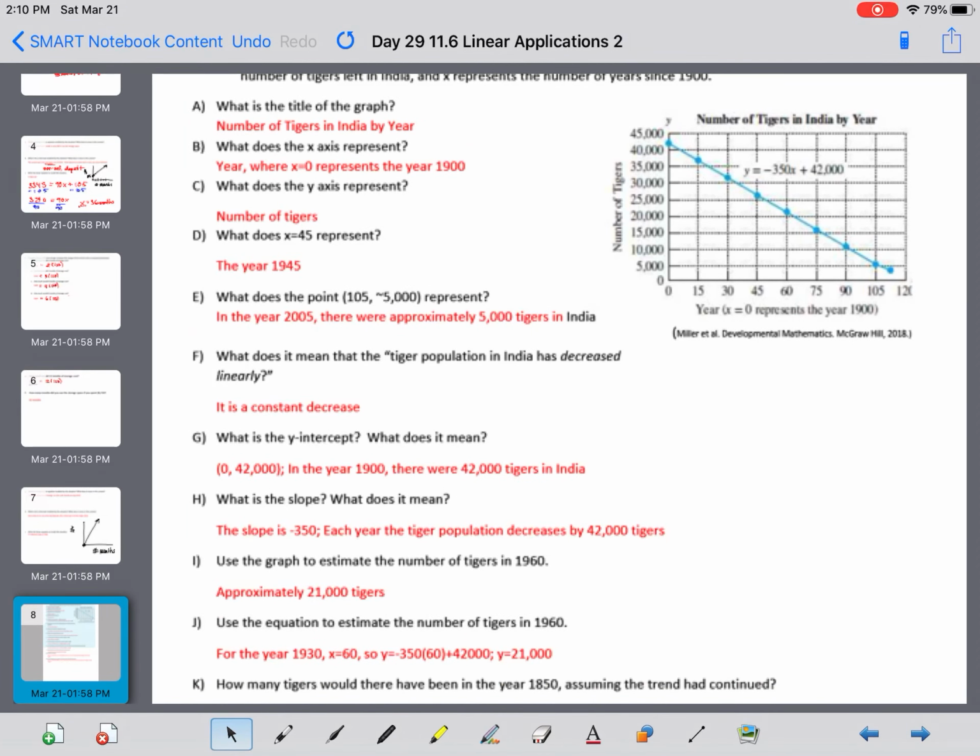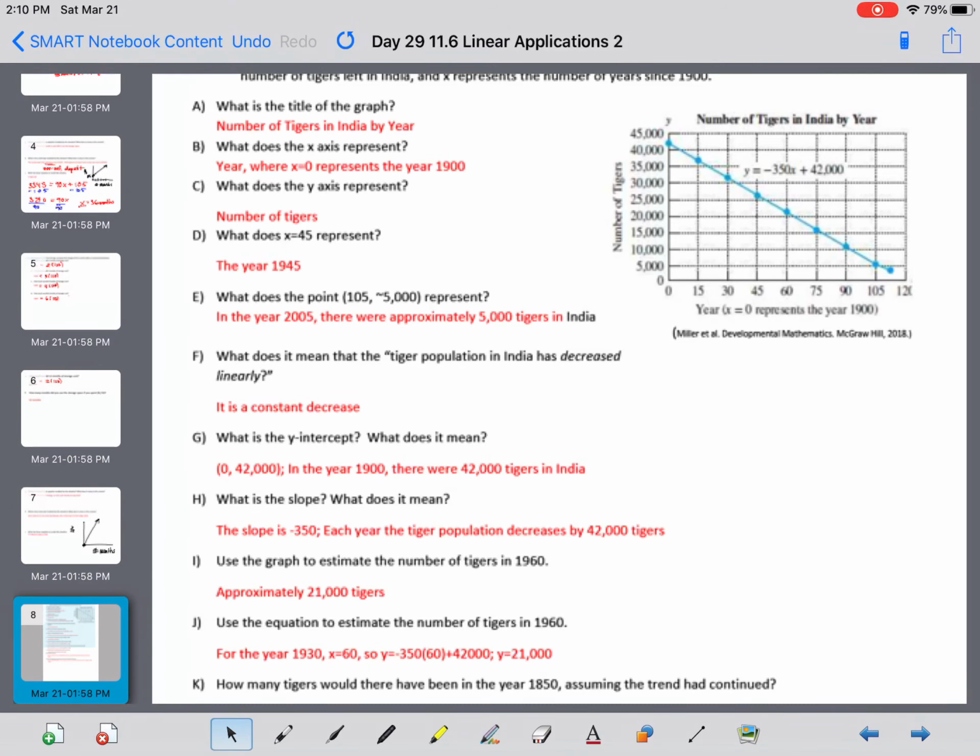Big things that I want to talk about would be, for example, F, saying what does it mean when the tiger population is decreasing linearly? Well, that means that you have a negative slope, and that line is going down. As time increases, the population of the tigers is decreasing.